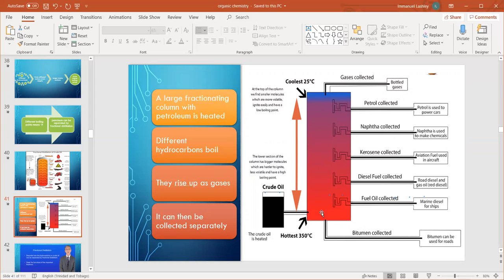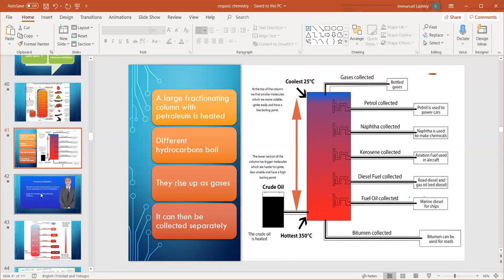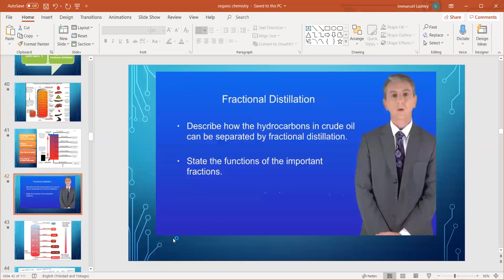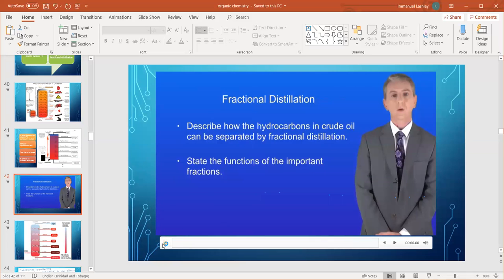And then as the carbons begin to boil, they begin to rise up. As you go further and further to the top, it gets cooler and cooler. And these hydrocarbons can then convert back from their gaseous form to their liquid form and be collected in different fractions. So I have a next video that I want you to take a look at.